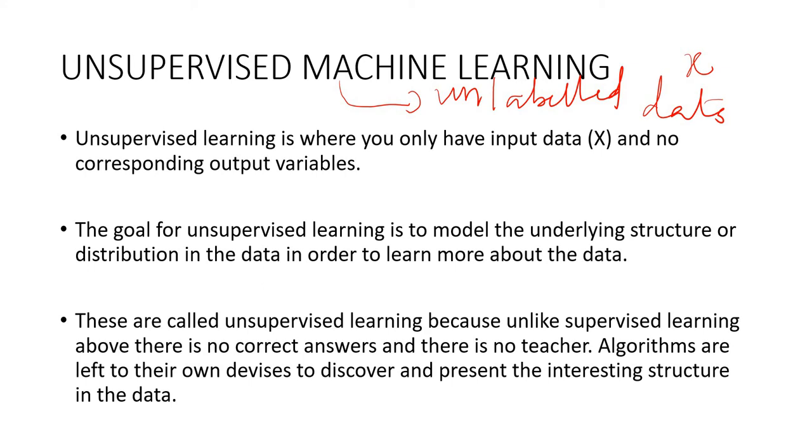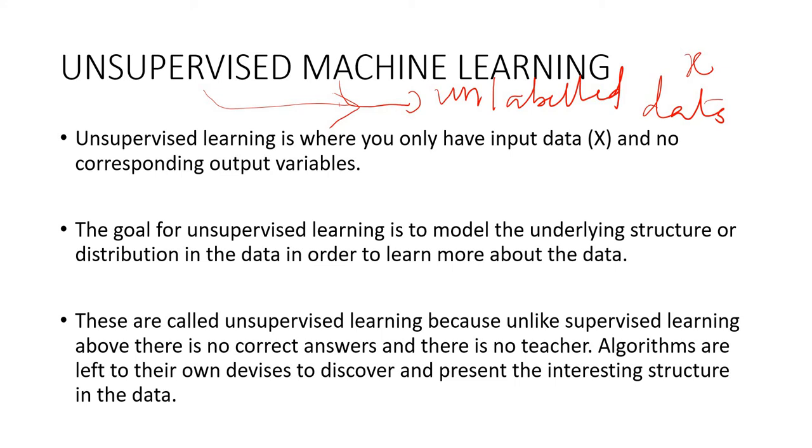You understood what labeled data is. For example, you have photos of animals. If they are marked like this is a horse, this is a lion, this is a tiger, this is a cat, this is a dog, then it is labeled data. If it is not labeled, it is unlabeled data. So unsupervised machine learning is used for unlabeled data. There you have only input data, no corresponding output variable, because it's not labeled.